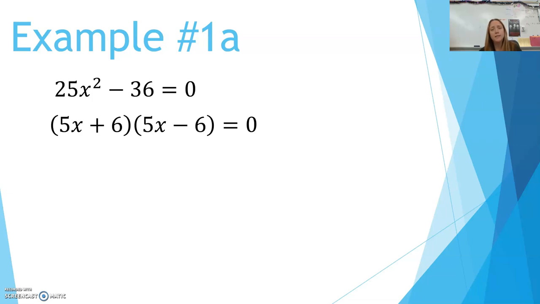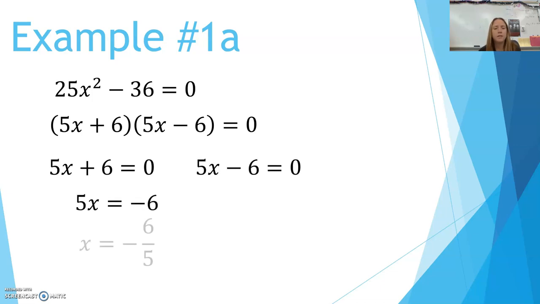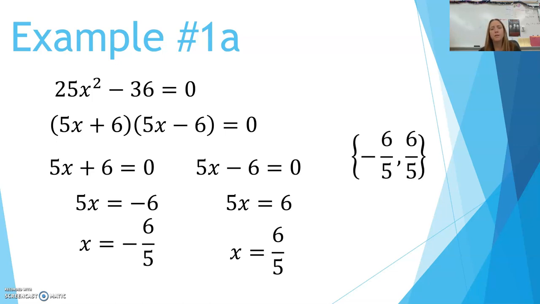From our previous lesson, we then took the 5x plus 6, set that equal to 0, the 5x minus 6, set that equal to 0, and then we started solving. So I subtract 6, divide by 5, or add 6 and divide by 5. So what I end up with is two answers that are similar. One is negative 6/5 and the other one is positive 6/5. So our answer here is just negative 6/5 comma 6/5 as a solution set, or you can write it out as x equals, x equals.